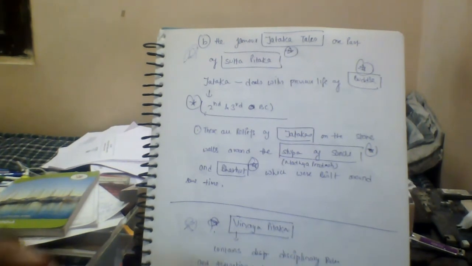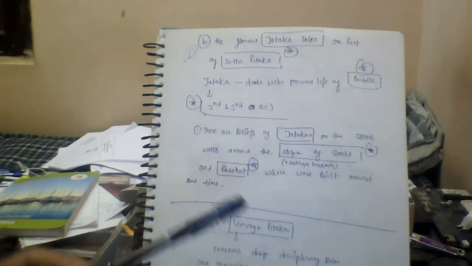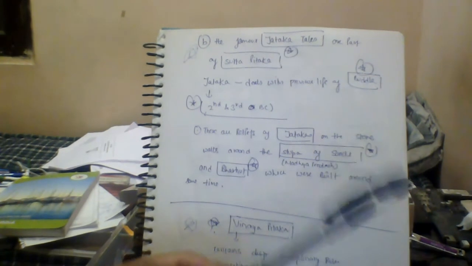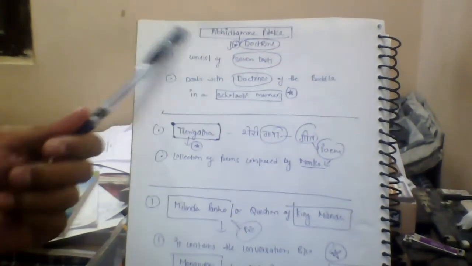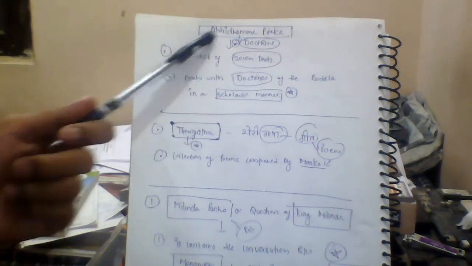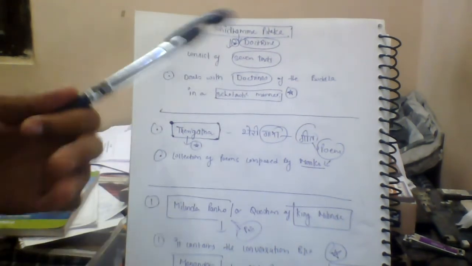Vinaya Pitaka contains the disciplinary rules and regulations for leading a monastic life for the monks. For the monks, how they will live, what their rules would be and everything, is discussed in the Vinaya Pitaka. Then moving to the next, Abhidhamma Pitaka, which is the third pitaka. Abhidhamma is the doctrine. It consists of seven texts, and it deals with the doctrine of the Buddha. Doctrine means the way you think, your thought process, which here is the thought process of Gautam Buddha, literally mentioned in the Abhidhamma Pitaka.